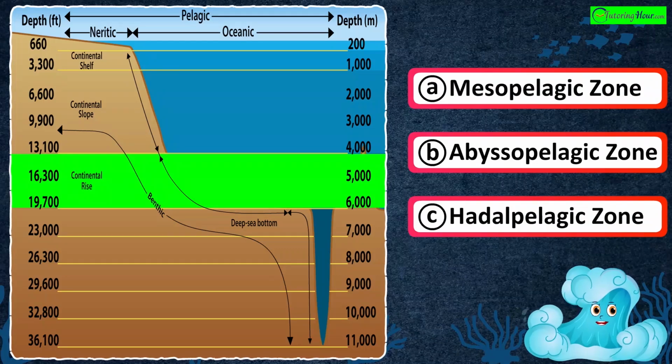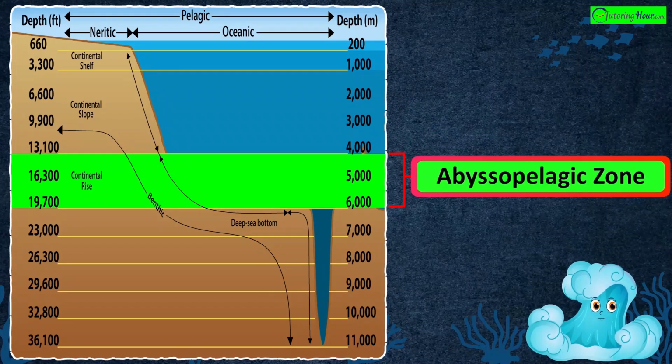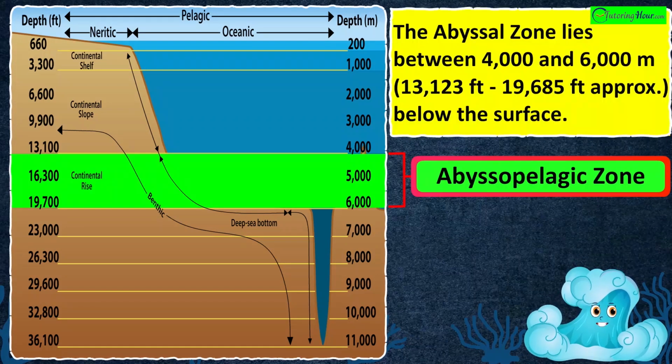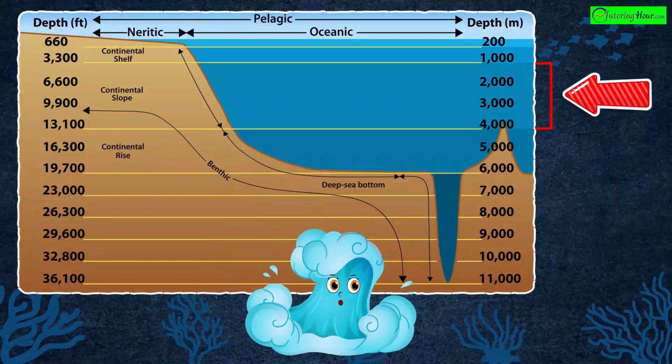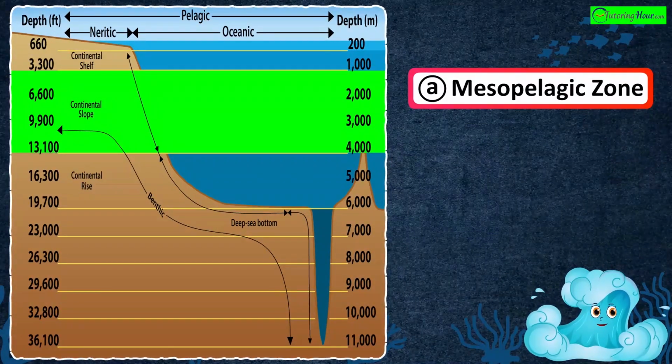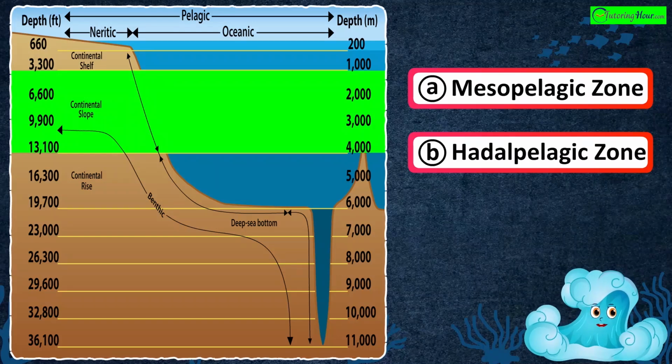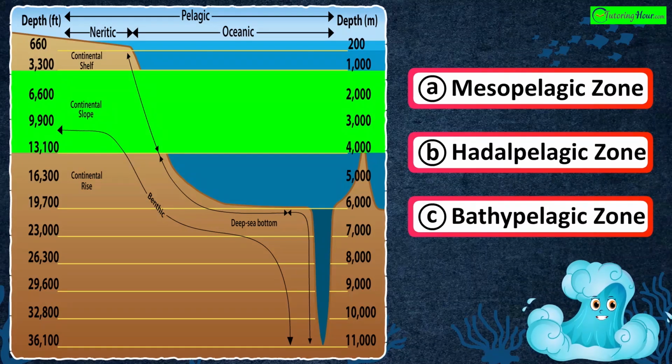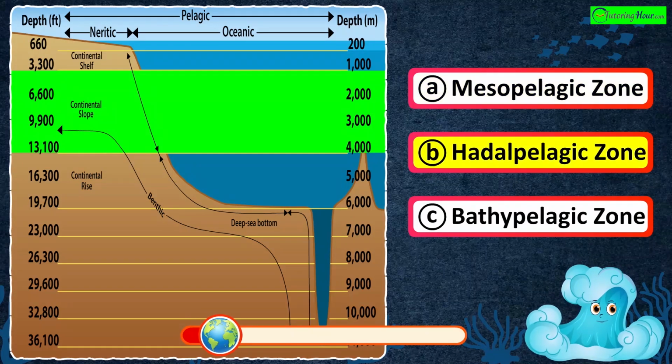The correct answer is the Abyssal zone. It is also known as the Abyssal zone. This zone lies between 4,000 and 6,000 meters below the surface. Can you identify this ocean zone? Is it A. Mesopelagic zone, B. Hadal-pelagic zone, or C. Bathypelagic zone?